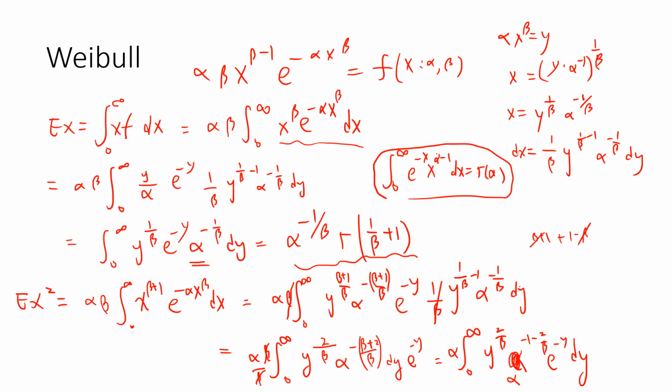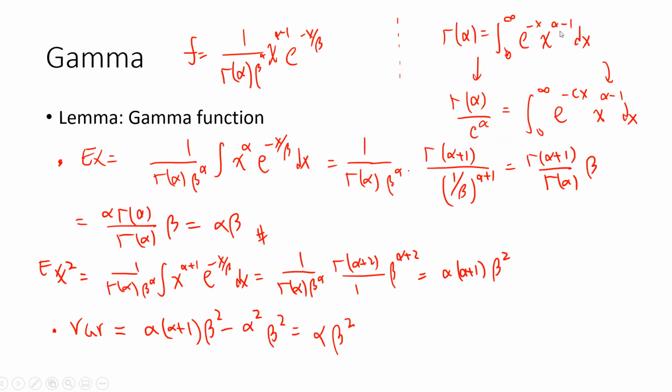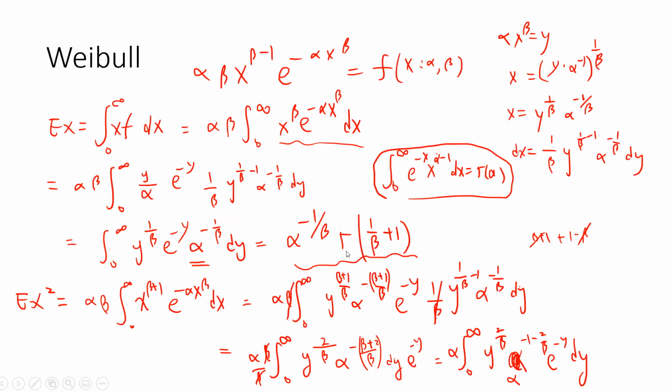Straightforward. So alpha beta, 0 to infinity, y divided by alpha, this one, and you see alpha beta will cancel, right? Finally you get alpha to the power of minus 1 divided by beta and the rest. So you get y to the 1 over beta, exponential of negative y, dy. By definition this is the gamma function definition. You just change x to y, then you get gamma of 1 divided by beta plus 1. So this is your E[X].